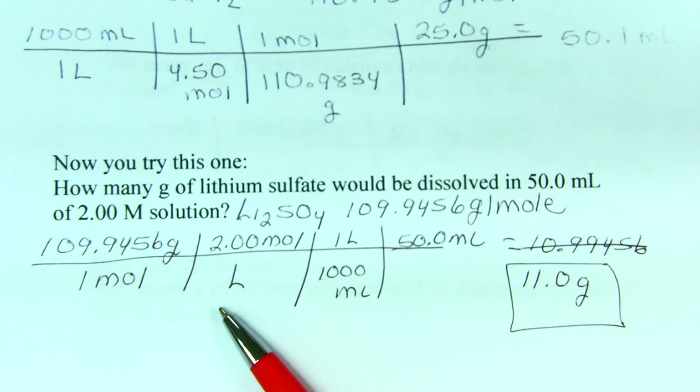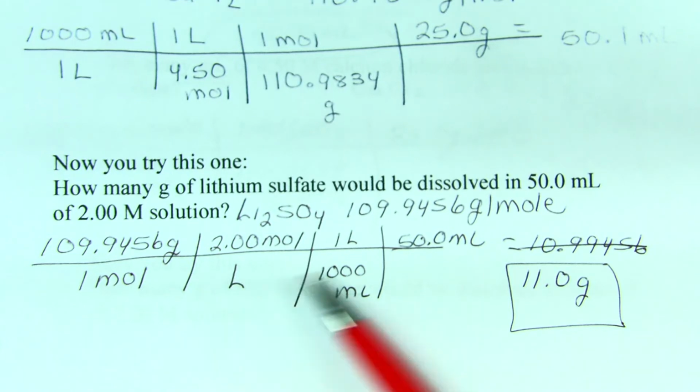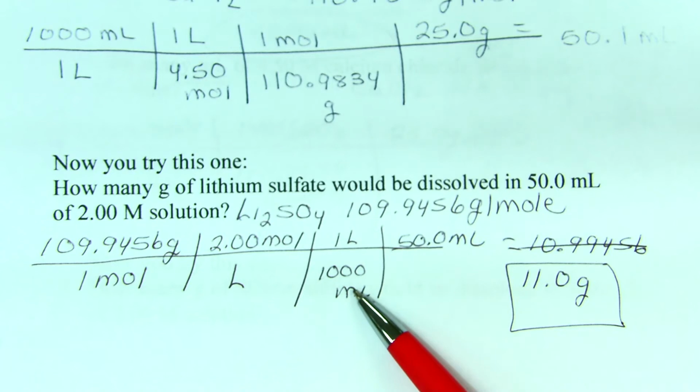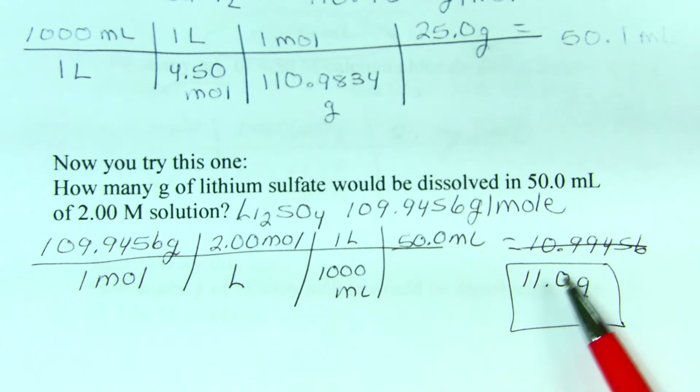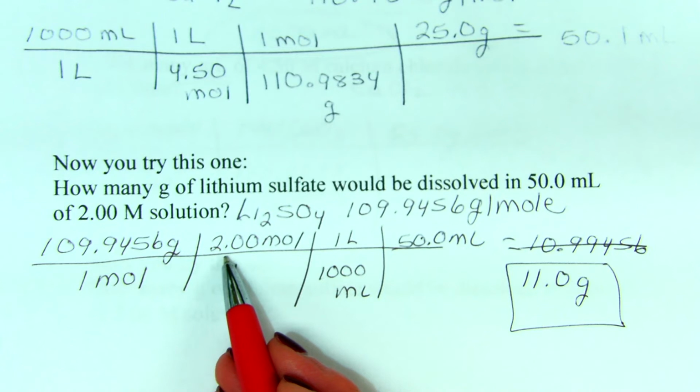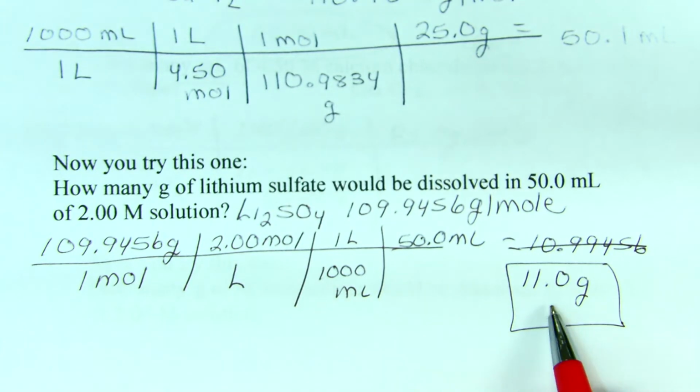So one of our groups did not have this hooked together for the right conversion factor. I know 1 liter is 1,000 mils, and I have 50 mils. So the calculator says 10.99456, but we can't keep all those sig figs because we only had 3 significant figures in our molarity, 2.00, so I report 11.0 grams, 3 sig figs.